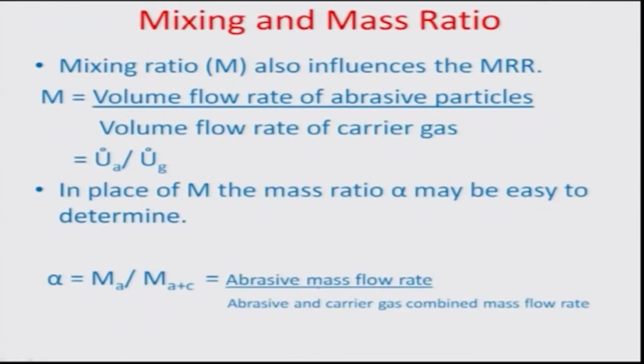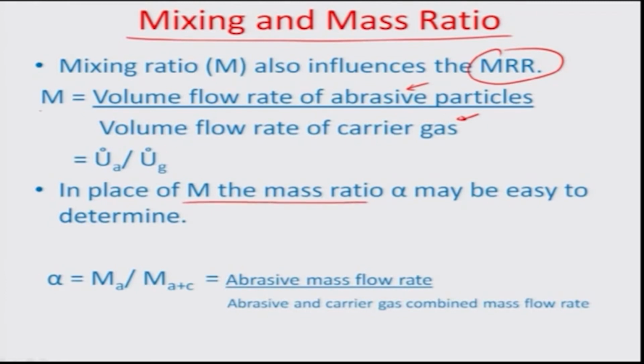The other important aspect is the mixing and the mass ratio. Obviously, the mixing ratio is highly influential as far as the MRR goes. It's the volume flow rate of the abrasive particles per unit volume flow rate of the carrier gas. And the mass ratio, M, is determined as the mass of the abrasive divided by the mass of the abrasive plus carrier gas. So there must be a relationship between alpha and M if we can just talk about densities and volumes.